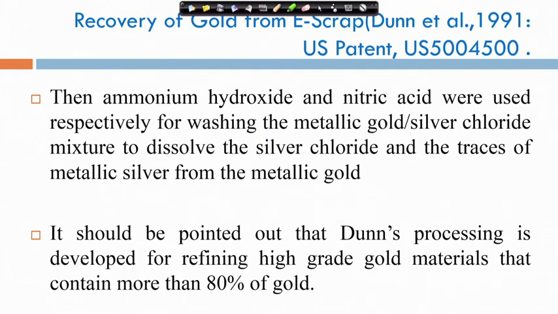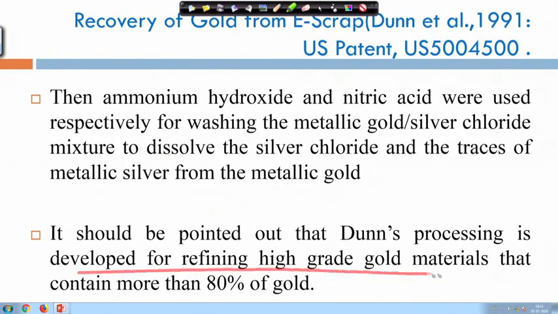It is a dunce processing developed for refining high-grade gold material that contains more than 80% gold. So first of all, what do we need to do for that? In the electronic waste, we need to get rid of the other material, so that we are left with only the fraction which has gold and some other metals present, and from that we can recover the gold through this particular process. So it may not work all the time.